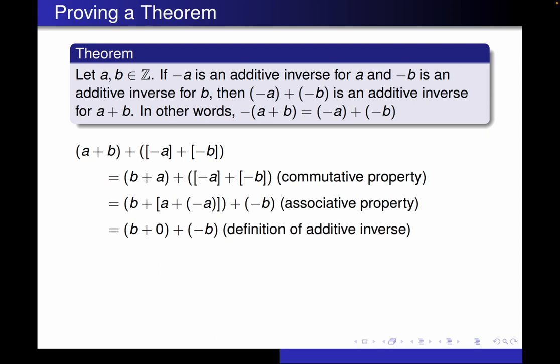And now we have b plus 0. 0 is the additive identity. It means it leaves things alone when you add it. So b plus 0 is equal to b. So I'm going to replace b plus 0 with b. And that's the definition of additive identity.